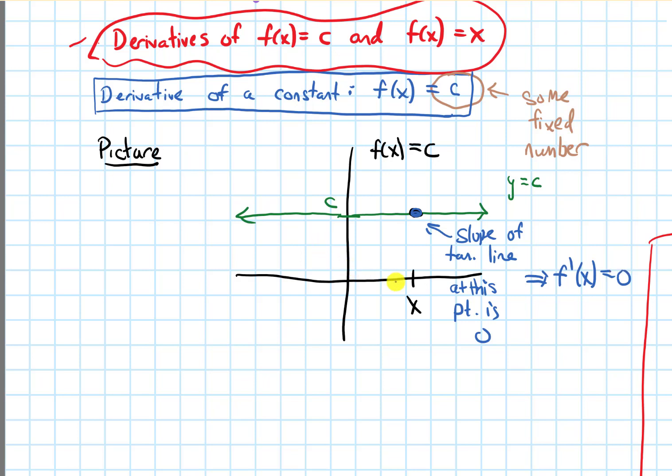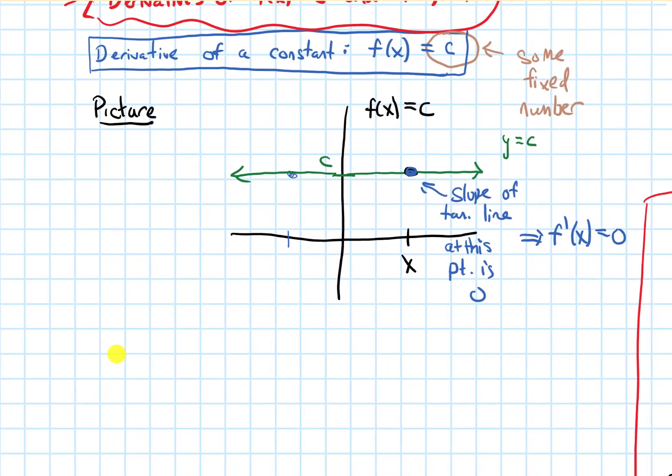And that's going to be true no matter what x value I take, even if I were to take an x value over here, say, and draw the tangent line at that point, it's still going to have a slope of 0. All right, so that's the derivative of a constant function. It's just 0. All right, so next, let me talk about some notation.